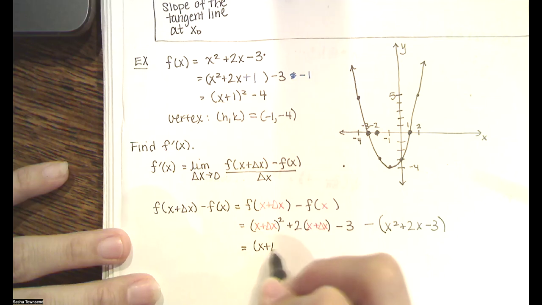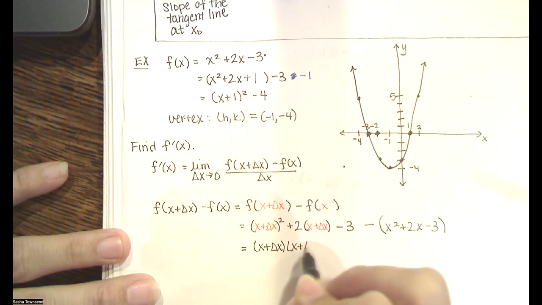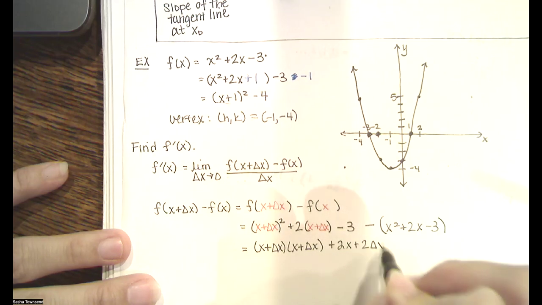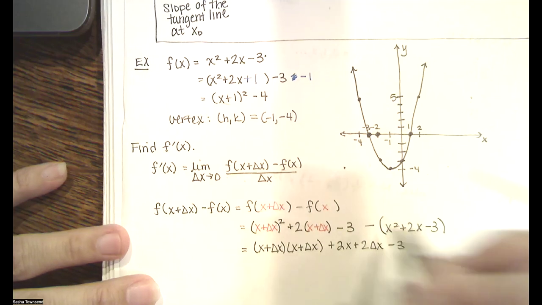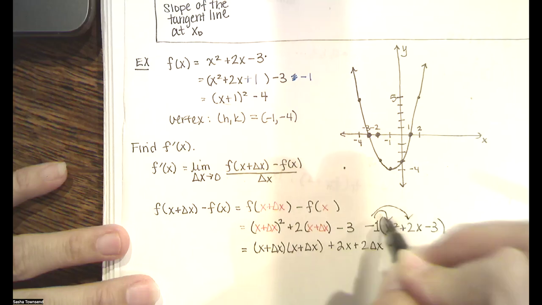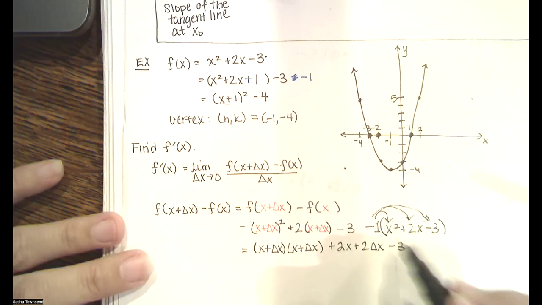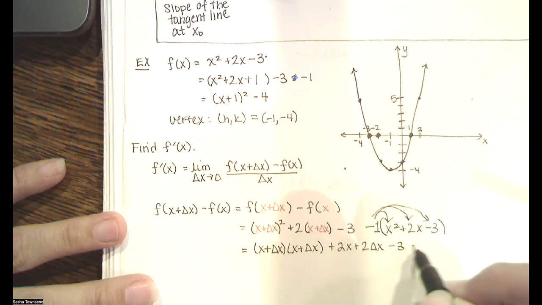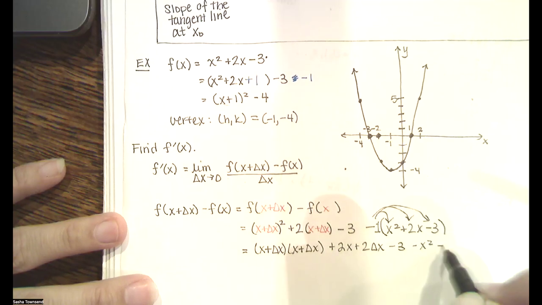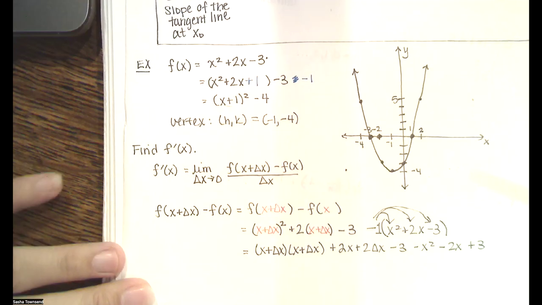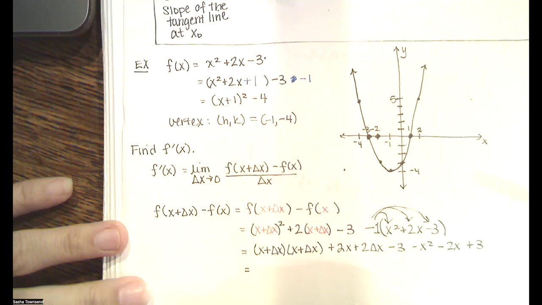That's x plus delta x times x plus delta x. If we distribute the 2, we'll have 2x plus 2 times delta x, subtracting 3. Then we're subtracting this polynomial, so we'll distribute a -1 to all of the terms there. Multiplying by -1 with a polynomial just means you can change the signs and add like terms. So we'll have a negative x squared, and then a negative 2x, and a positive 3. And that's in our numerator.